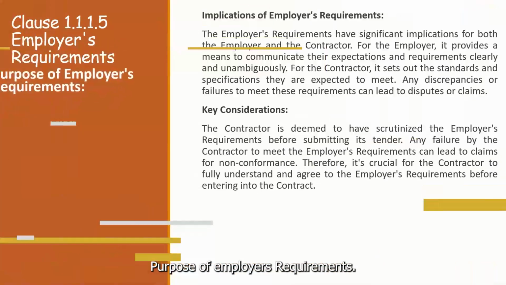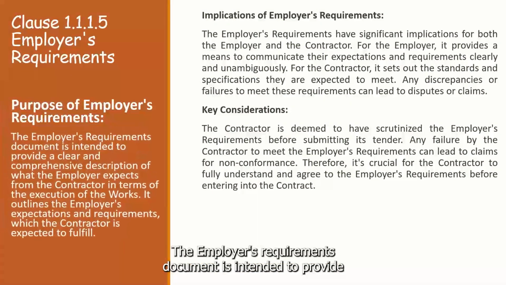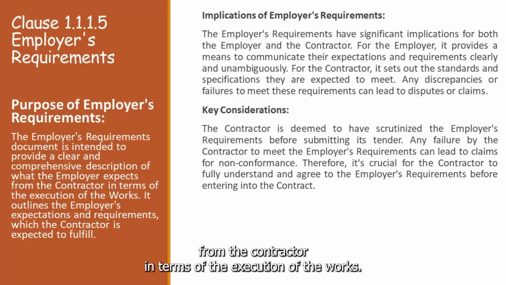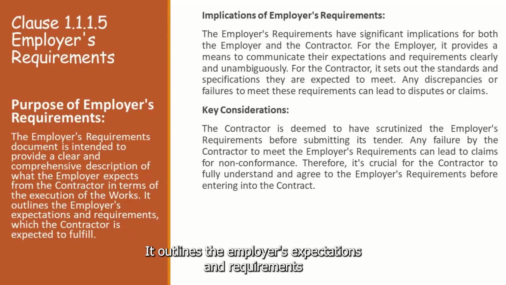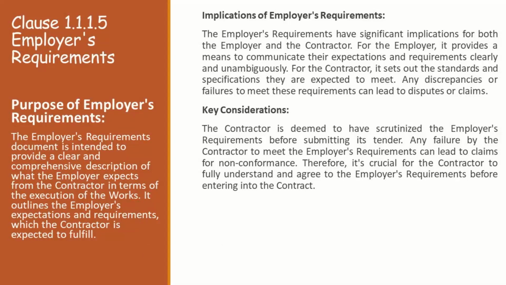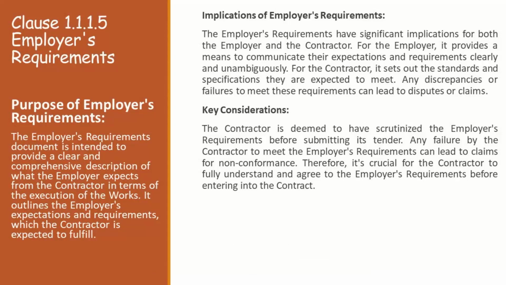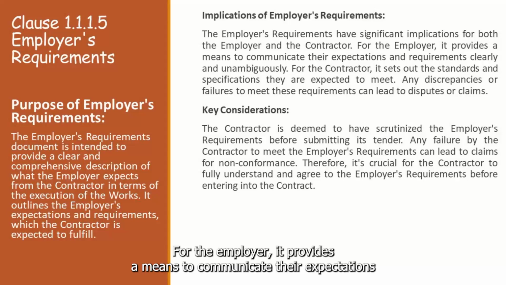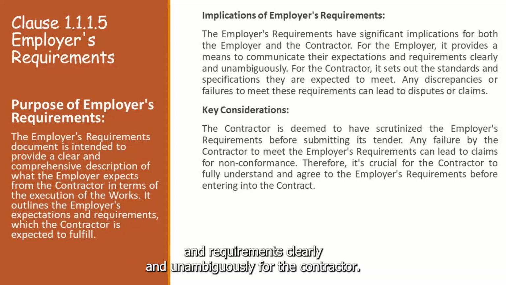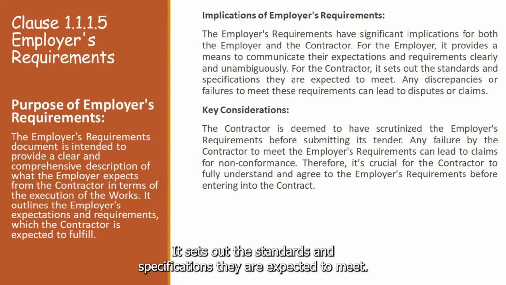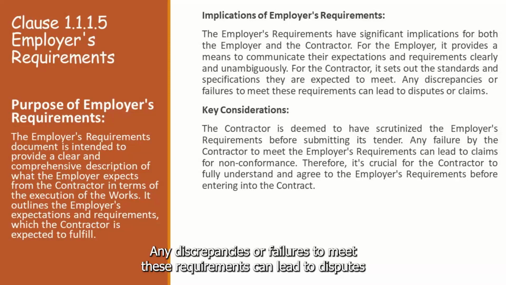Purpose of employer's requirements. The employer's requirements document is intended to provide a clear and comprehensive description of what the employer expects from the contractor in terms of the execution of the works. It outlines the employer's expectations and requirements, which the contractor is expected to fulfill. The employer's requirements have significant implications for both the employer and the contractor. For the employer, it provides a means to communicate their expectations and requirements clearly and unambiguously. For the contractor, it sets out the standards and specifications they are expected to meet. Any discrepancies or failures to meet these requirements can lead to disputes or claims.